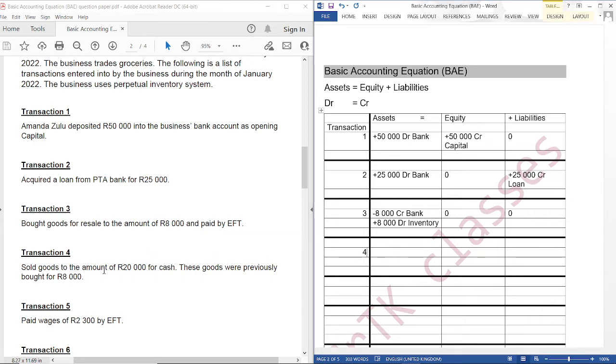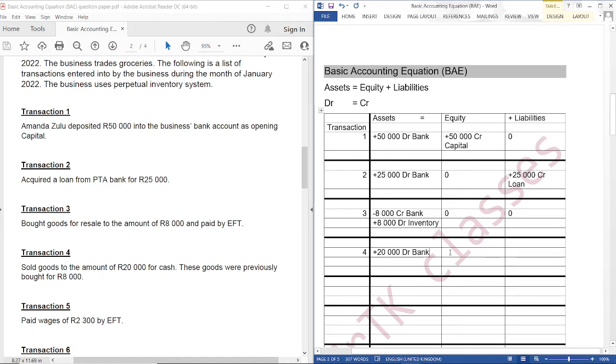Okay, then number 4, sold goods to the amount of 20,000 for cash, right? So for now, let's end here, then we'll proceed. So our bank account is increasing, right? There's an inflow of cash there, right? Okay, our bank account is increasing, so we are going to debit bank, because a bank account is an asset account. It increases on the debit side, right?